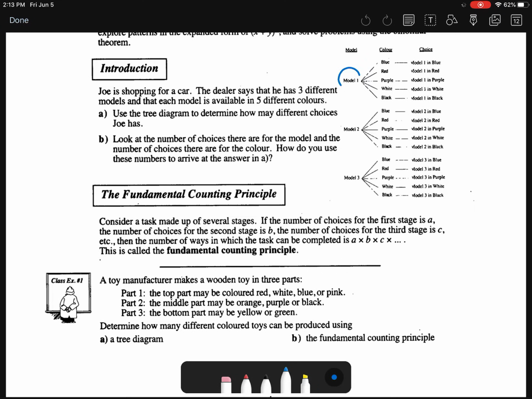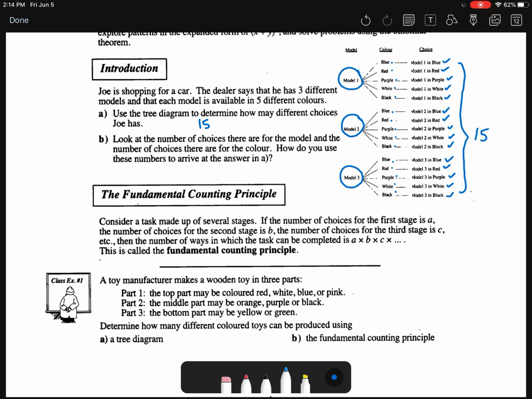Okay, so when you take a look at that, you can see that he does have 3 choices for the models, model 1, model 2, and model 3. And then for each model, there are 5 colors. That results in all of these final different cars that he can potentially buy. When I add up all those check marks, you will see in total there are 15. So that's the answer to A. He has 15 different cars to choose from.